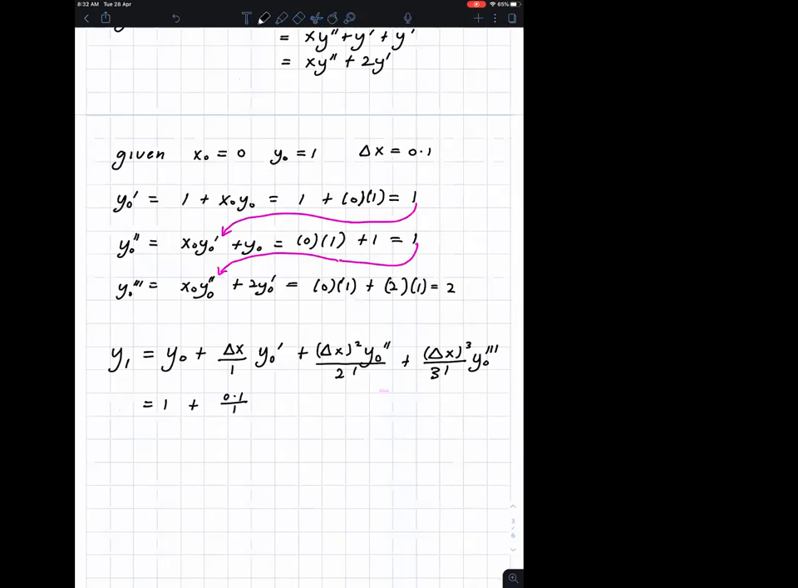Y naught prime is 1. Delta x squared, 0.1 squared. Y naught double prime is 1, divide by 2 factorial, 2 times 1, plus 0.1 cube. Y naught triple prime is 2.